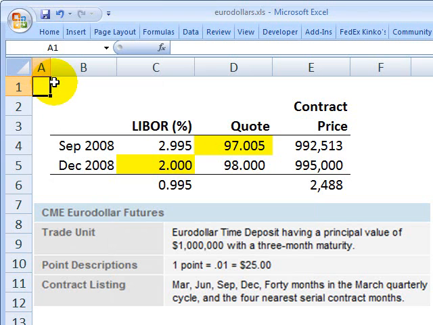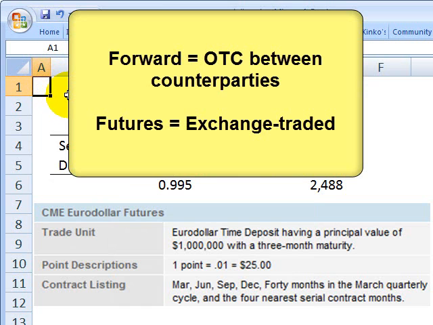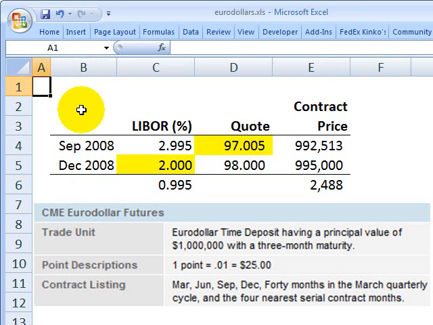Hi, this is David Harper of Bionic Turtle with a brief screencast on Eurodollar futures, which are a type of interest rate futures contract. The key difference between a forward and a futures contract is that the forward is a private over-the-counter transaction between two counterparties, whereas the futures contract trades on an exchange, as is the case with a Eurodollar futures contract. So the Eurodollar futures trades on the Chicago Mercantile Exchange, where the trading unit is a principal value of $1 million and a 3-month or 90-day maturity.